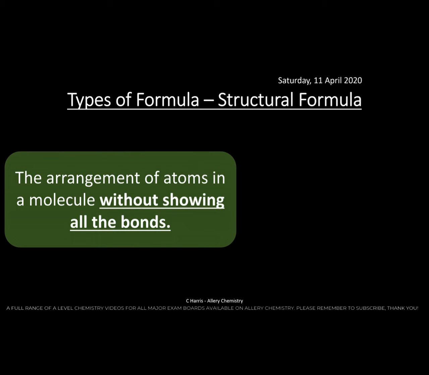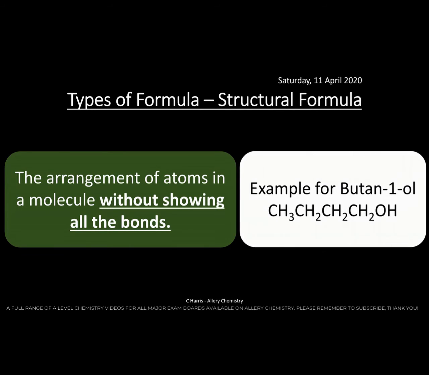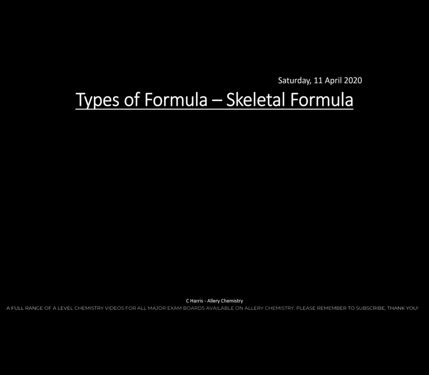Okay, structural formula: this is the arrangement of atoms in a molecule without actually showing the bonds. So it gives you a little bit more information in terms of how it's structured. For example, butan-1-ol, don't worry about the one bit, you'll come across that more in A level. But you can see here, we've broken it up into chunks, but there are no bonds being displayed. So it's CH3, CH2, CH2, CH2, OH, and it allows us to see how that molecule is actually built up.